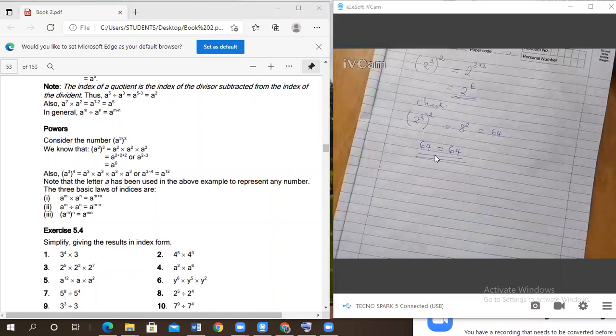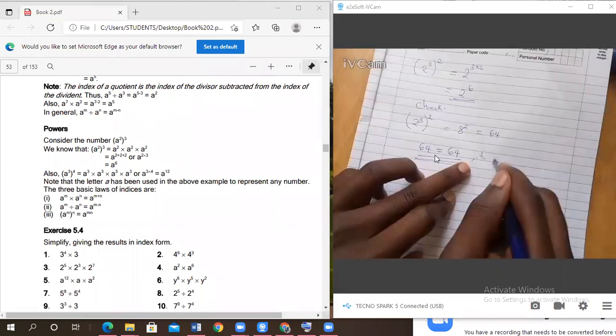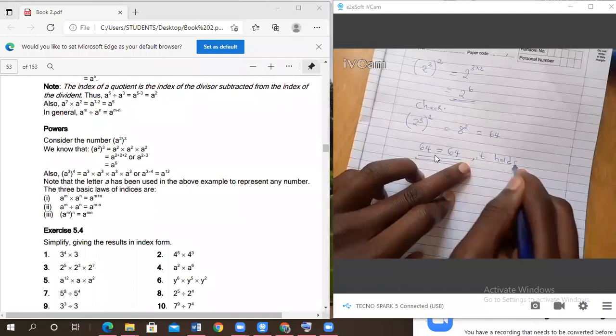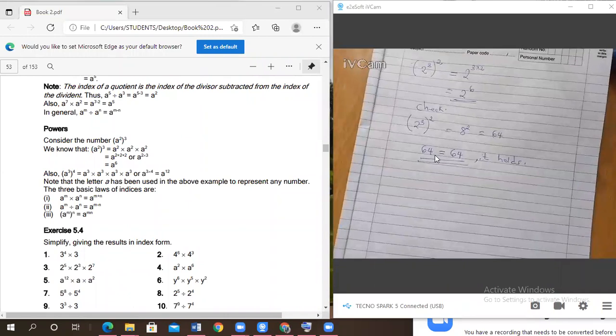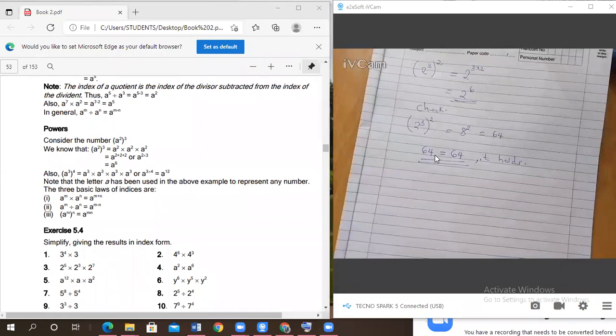Are you together? So it holds, which means it is true, okay? Can we do more examples? Write this question down, please.